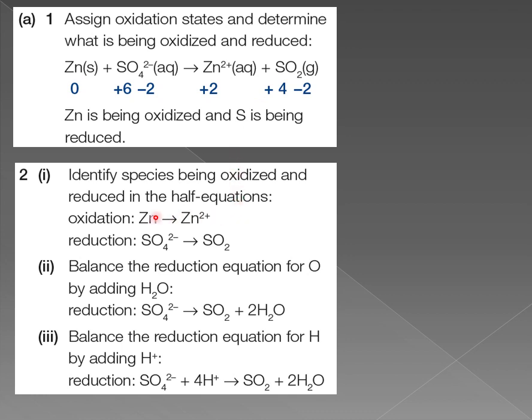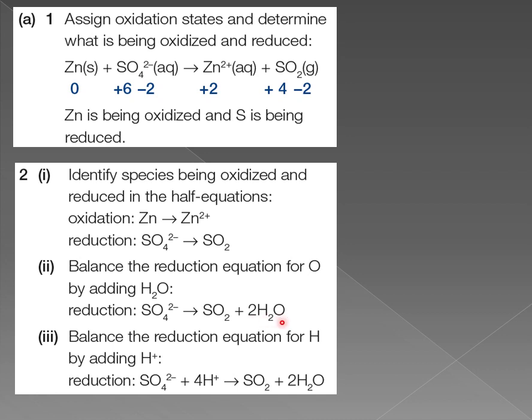So for the two half equations, first identify the species being oxidized and reduced. Zinc metal gives, in the product, zinc plus 2. Sulfate negative 2 gives the product sulfur dioxide. This is the reduction equation. Then balance the reduction equation for oxygen by adding water. So we have sulfate and the product sulfur dioxide, so there are 2 oxygen extra. So this oxygen will be released as 2 molecules of water.